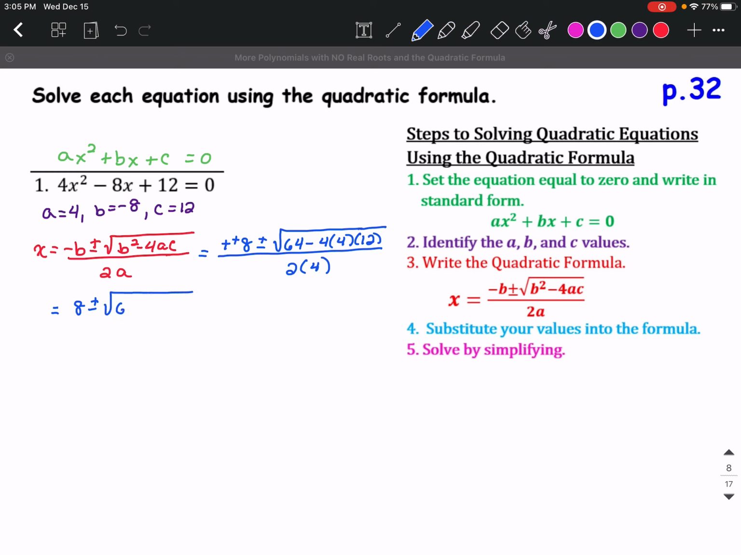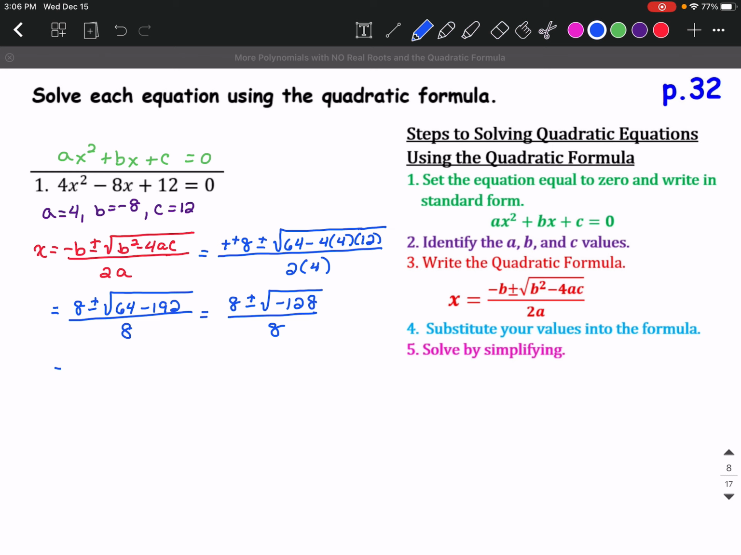of 64. Now negative 4 times 4 is negative 16 times 12. You may want your calculator, but it is a minus 192, so it's a negative 192. All over 2 times 4 is 8. Now we have 8 plus or minus the square root of 64 minus 192 is negative 128, all over 8.